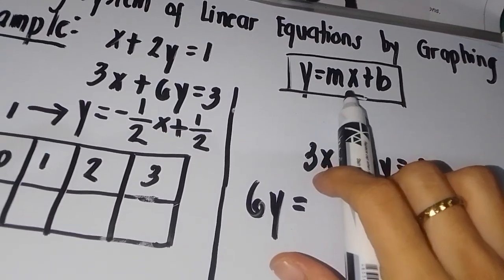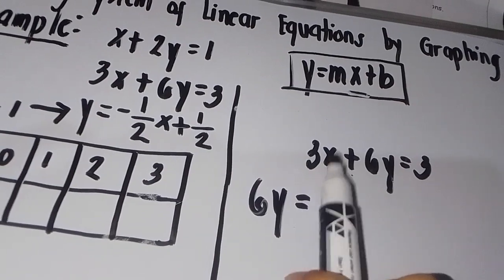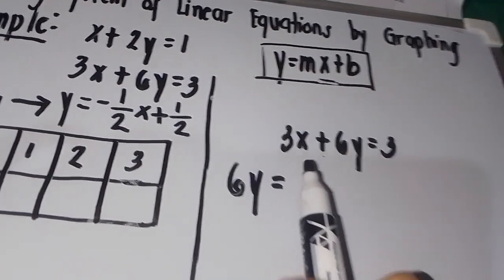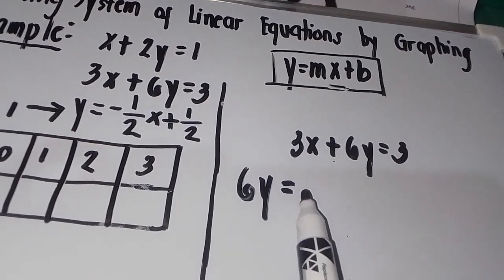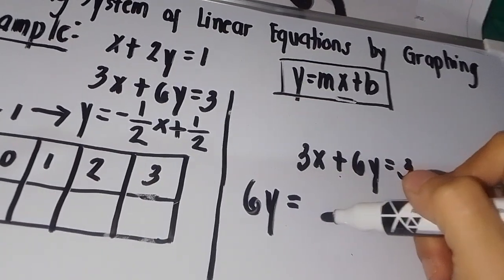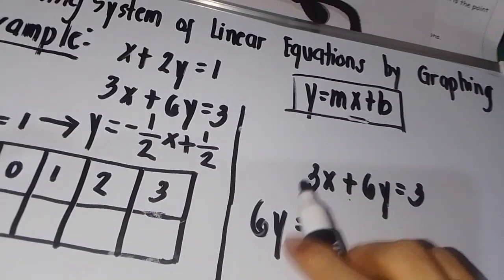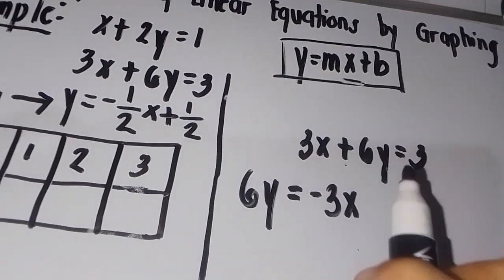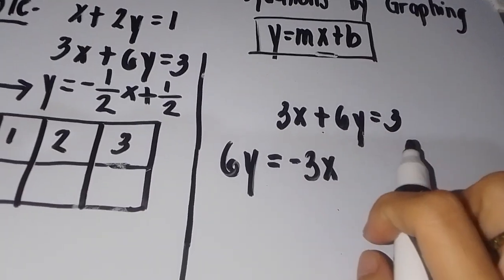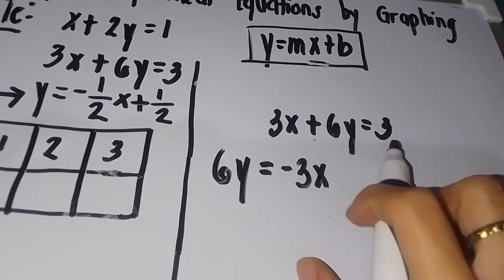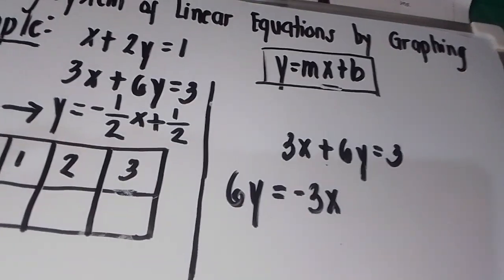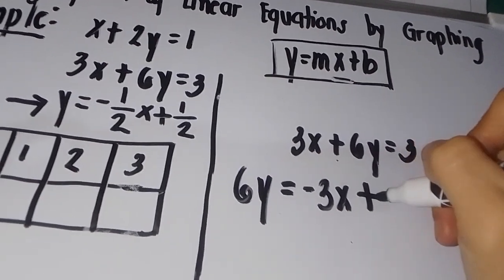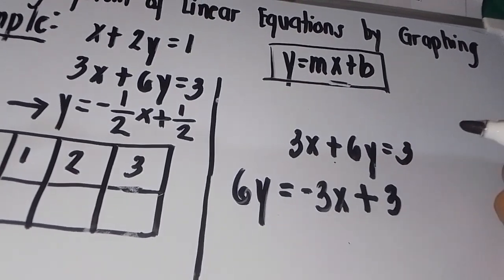Next, we write the term with variable x, which is 3x. Since 3x is on the left side, we move it to the right side. From positive, we change it to the opposite sign, negative. Then copy the value and the variable: negative 3x. Then, the last term that we have not written yet, which is 3. Since 3 is already on the right side, just copy it, including its sign. It is positive, so positive 3.